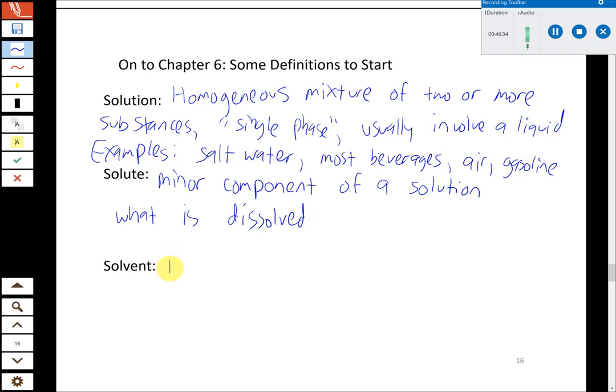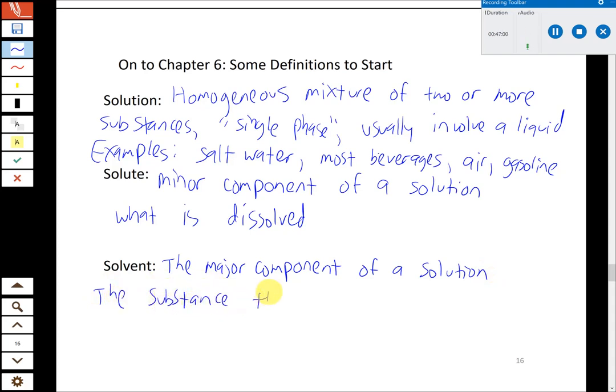And then the solvent is the major component. And again, in types of solutions we're going to talk about in this course, the solvent will be a liquid. So usually the term solute and solvent is used for liquid solutions where the solute is the minor component that's dissolved, and the solvent is the liquid that you're using to dissolve it. So the solvent is the substance that does the dissolving. It dissolves the other substance.